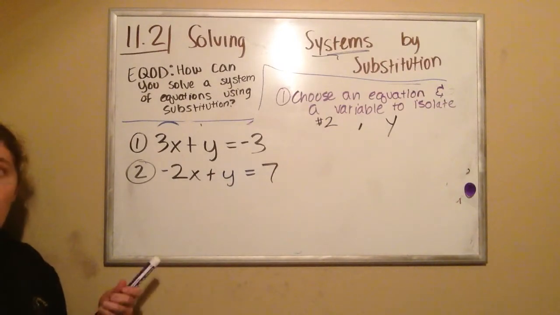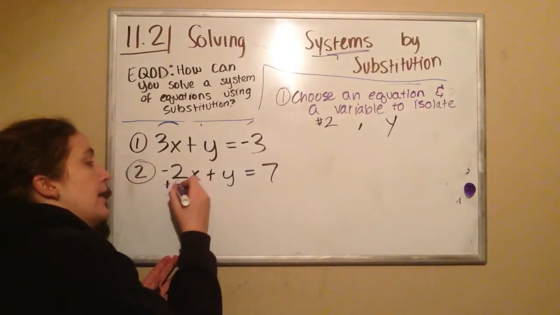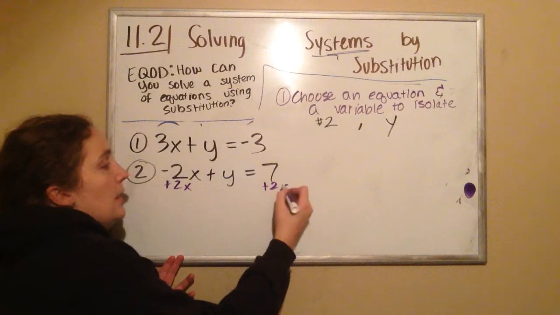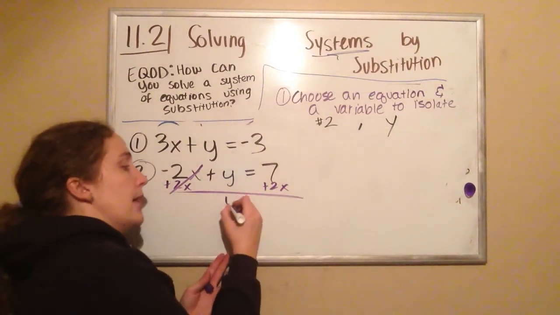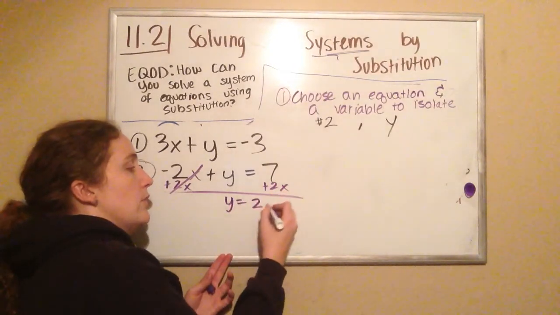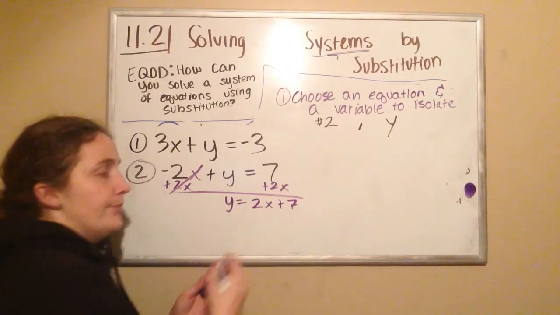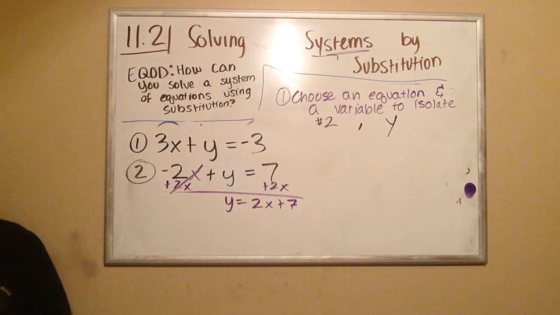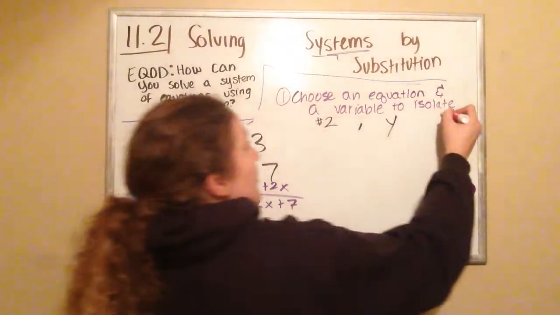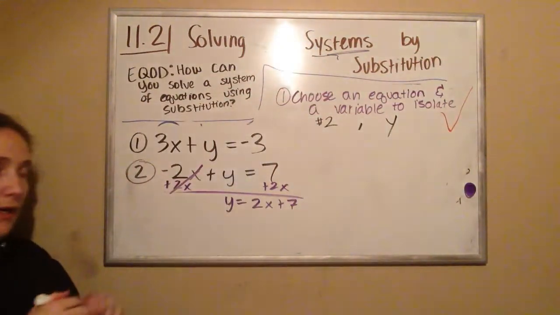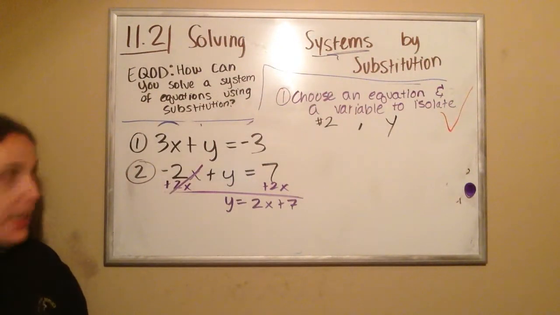So when I do this problem here, I just add 2x to both sides. And these cancel. Negative 2x plus 2x add to 0. We get y is equal to 2x plus 7. Okay. Now the y is by itself. That's what we want. We like that. So awesome. Our variable is isolated. We got that step down. Next step.